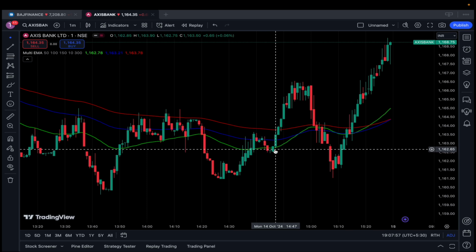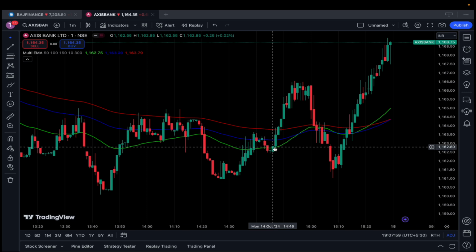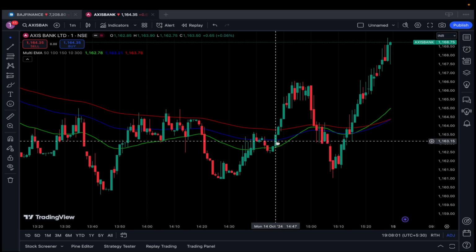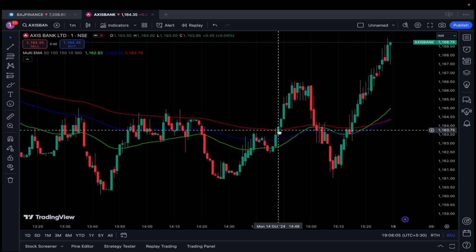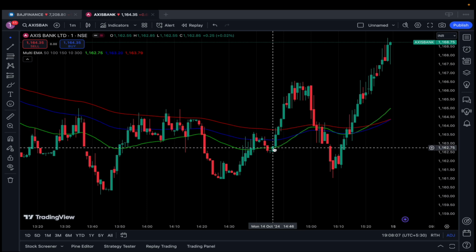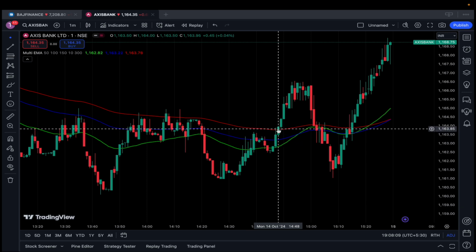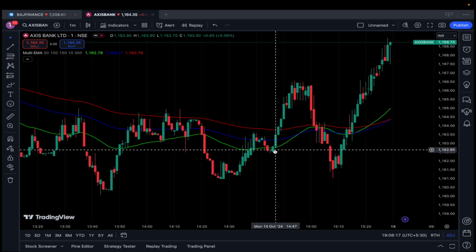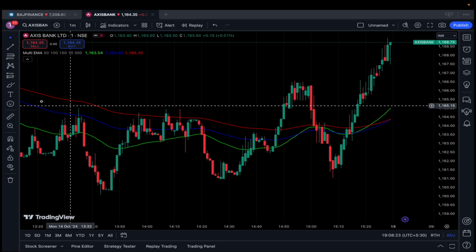Here you can see the first candle is cutting the first EMA line, the second candle is crossing the second EMA line, whereas the third candle is crossing the third EMA line. So in this case our condition is satisfied and we can take the long position here at this level at around 1163.85, and our stop loss will be just below the first EMA line, that is 1162.70.